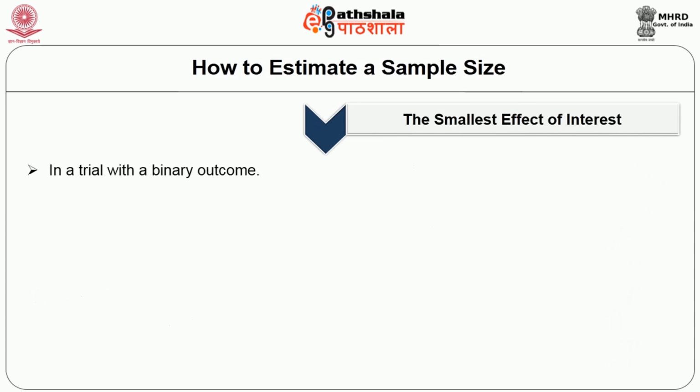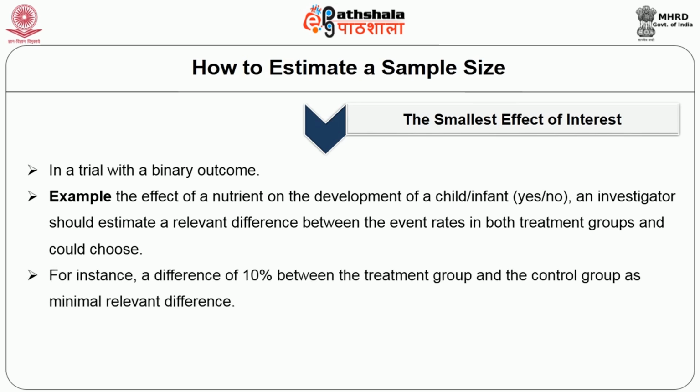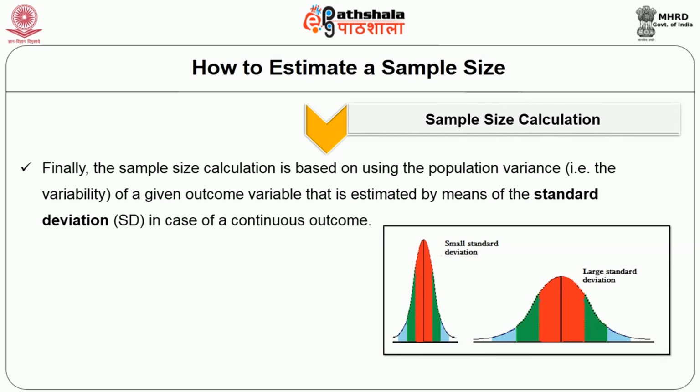In a trial with a binary outcome, for example, the effect of a nutrient on the development of a child, infant, whether yes or no, an investigator should estimate a relevant difference between the event rates in both treatment groups and could choose, for instance, a difference of 10% between the treatment group and the control group as minimal relevant difference.